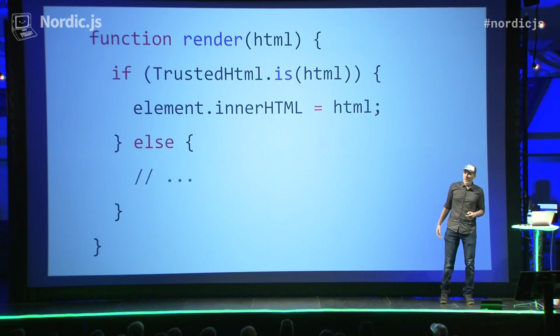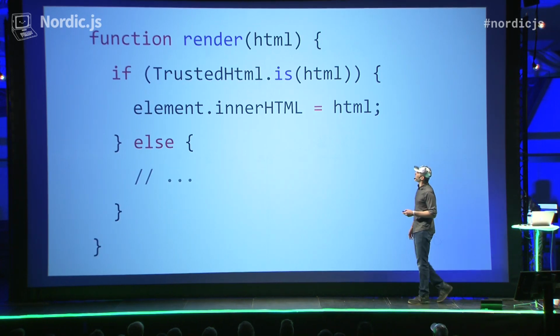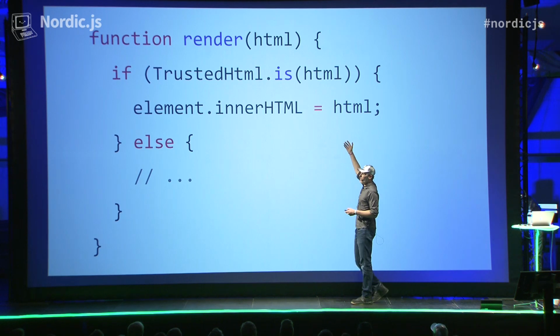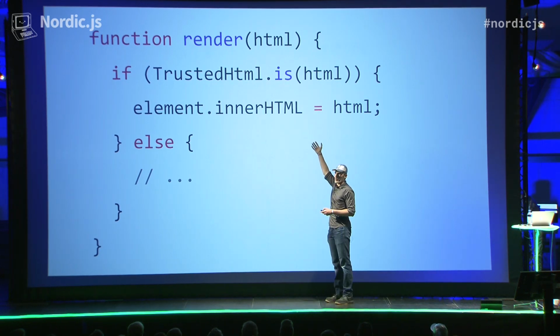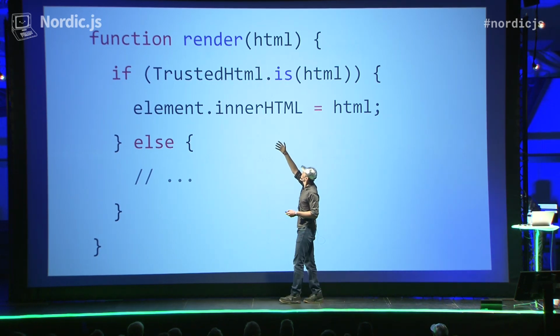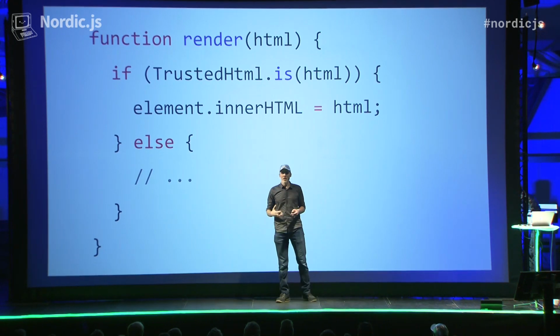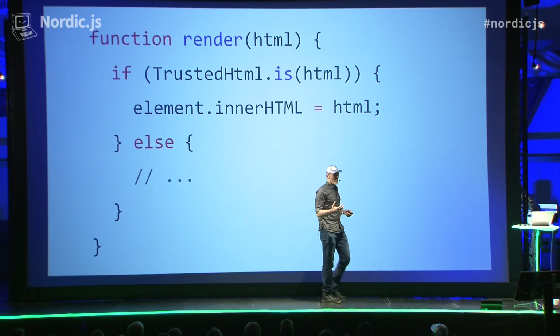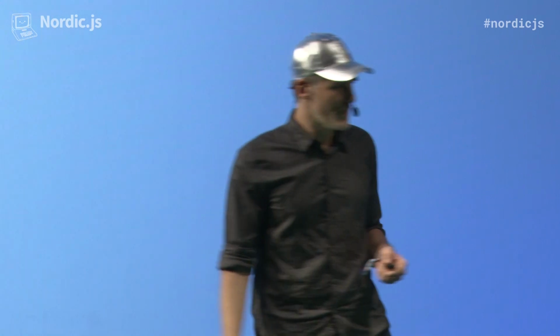Instead, we can use type checks. So HTML might be a string. It might be an instance of type trusted HTML. If it's trusted HTML, then we know that it ought to be something that is safe to render in the current origin. That's the contract of trusted HTML. Trusted HTML wraps a string and asserts that it's safe to render in the current origin.